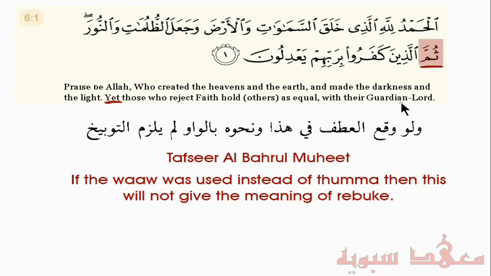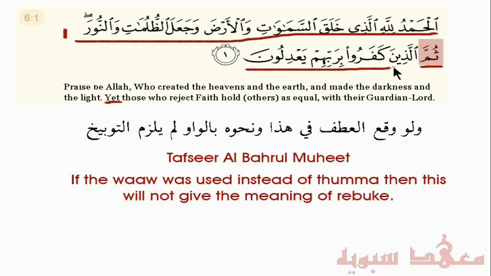Now the waw, if waw had been used instead, it would actually join between the two nominal sentences, which are this here, that's number 1, and this over here, number 2. But what thumma does is it gives the meaning of rebuke.